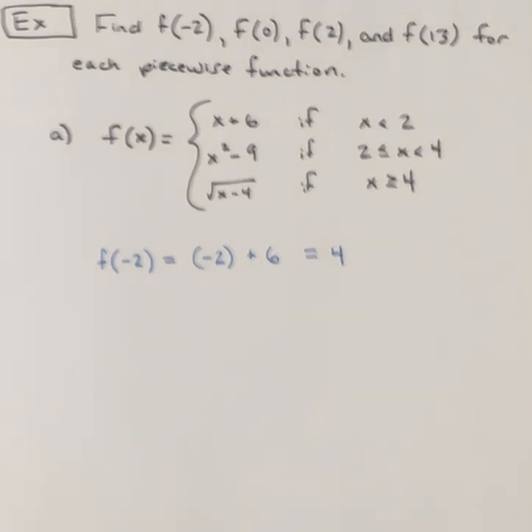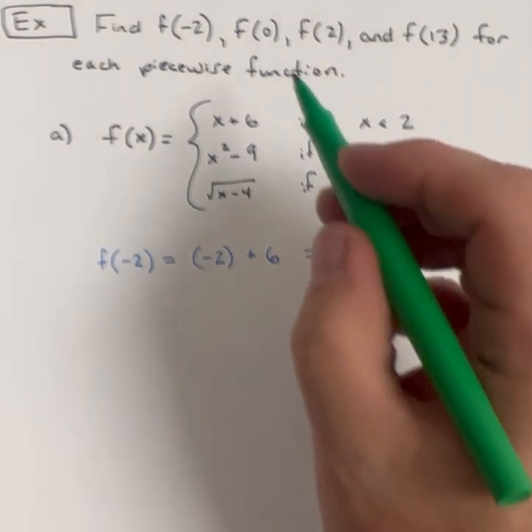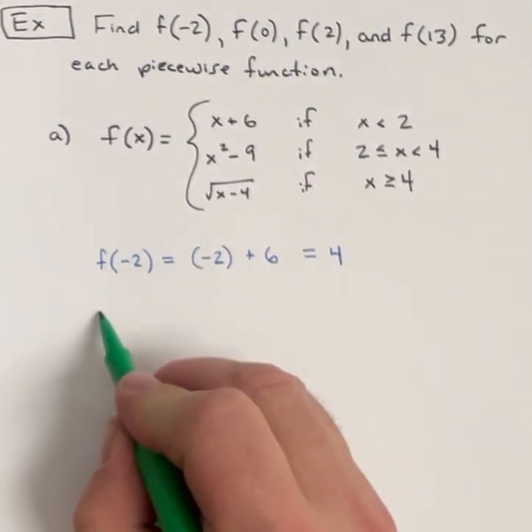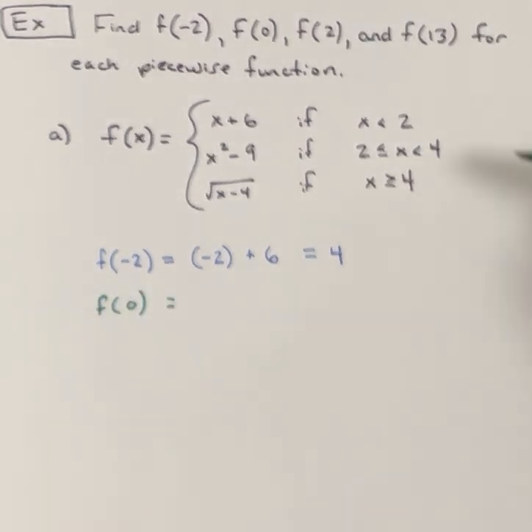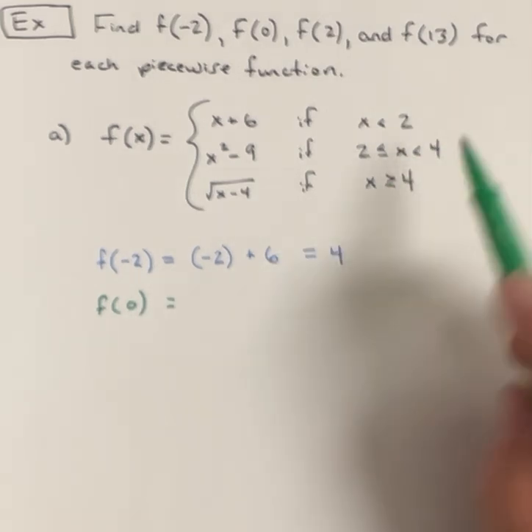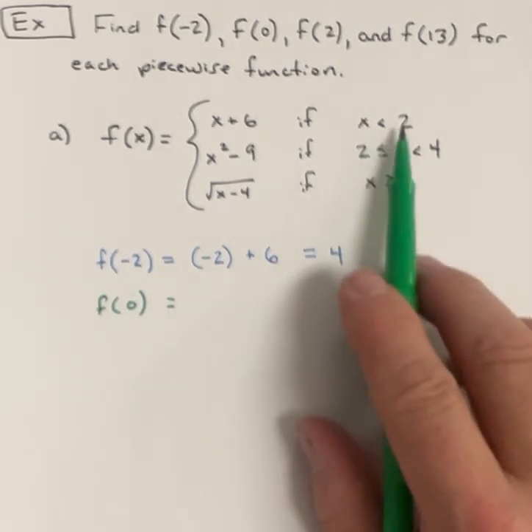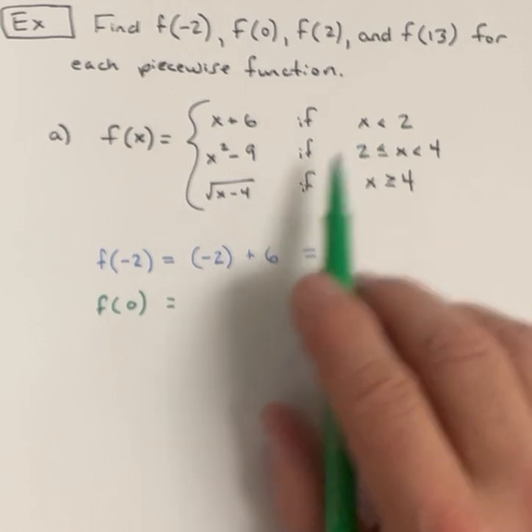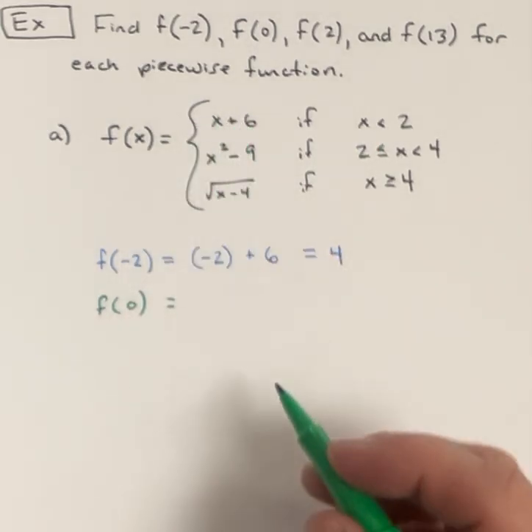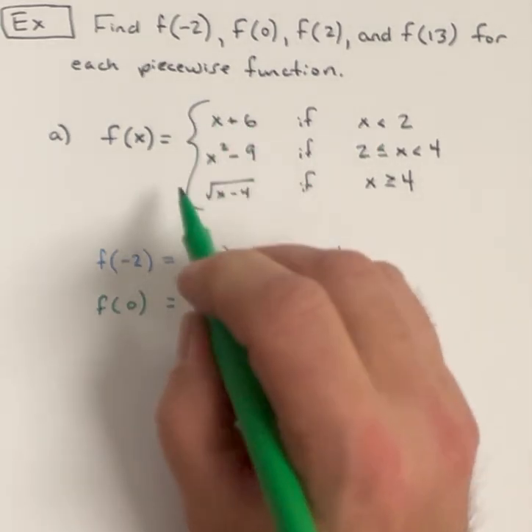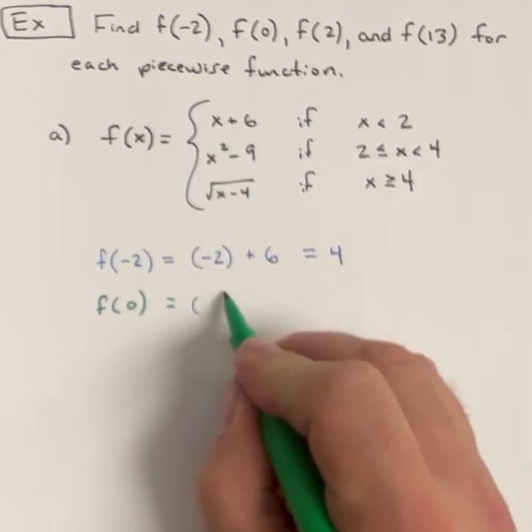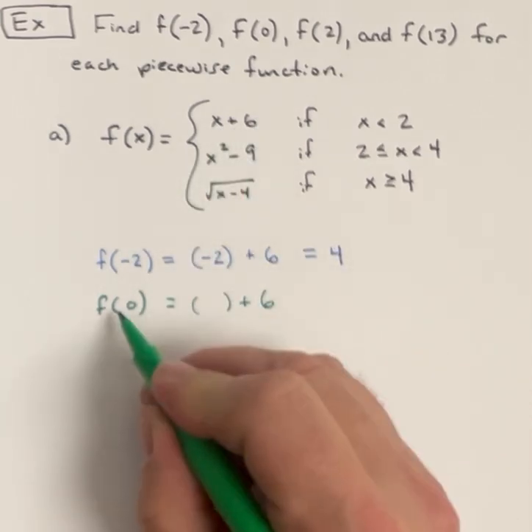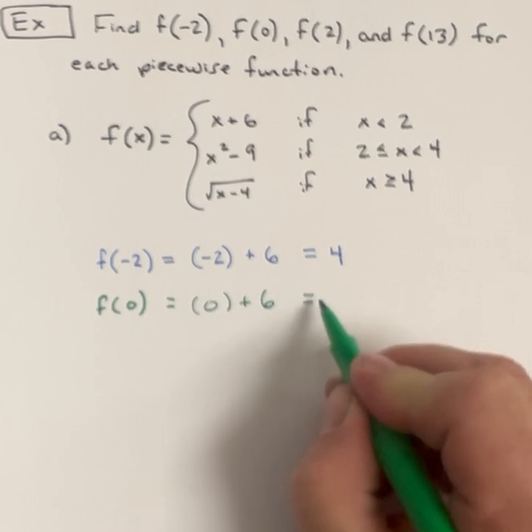For the second function, the directions say we're supposed to evaluate f of 0. To evaluate f of 0, I want to take a look at which one of these constraints 0 fits in. 0 is also less than 2, so I'll be taking 0 and plugging it into that top equation only. The top equation is y equals x plus 6, so I want parentheses plus 6 and then substitute 0 in for the x.